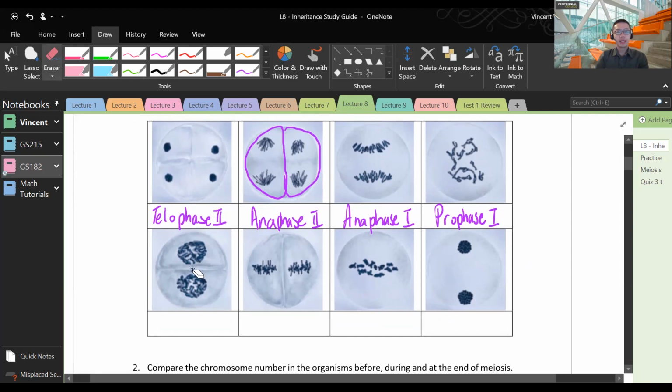Over here, we can see that the cell is separated like that, and the chromosomes are not really together yet. Okay, and they're divided into two cells here. So we can say this is telophase part 1.